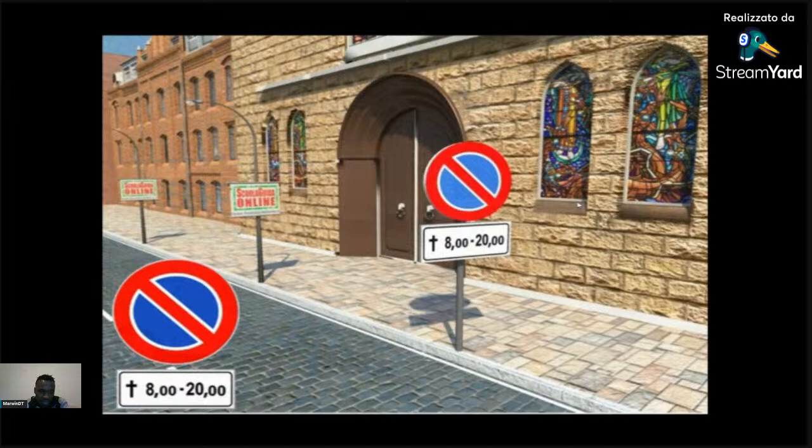Again, the divieto positioned together with the time, meaning prohibition of parking, divieto di sosta, on festive days. So the cross means festive days. Do not get it twisted. The cross means festive days. It does not mean a church, okay, or a cemetery. It means festive days, 8 a.m. to 8 p.m. We are not allowed to park on this road. Very simple. Very good.